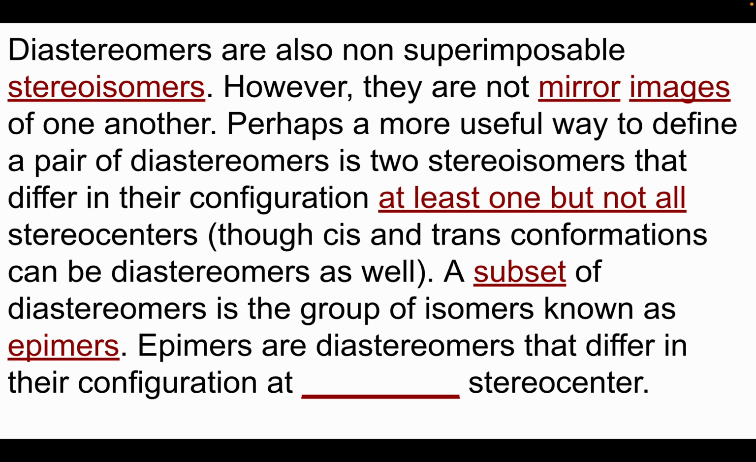Epimers are diastereomers that differ in their configuration at exactly one stereocenter. So remember, we said that diastereomers differ in their configuration in at least one, but not all stereocenters. Epimers differ in their configuration at exactly one stereocenter. So no more, no less.